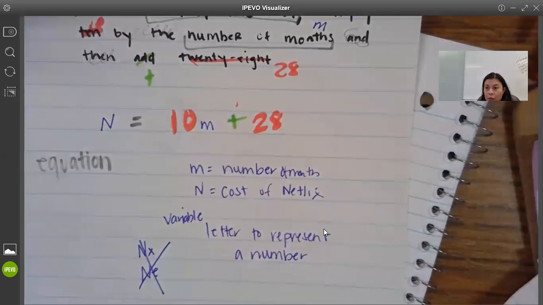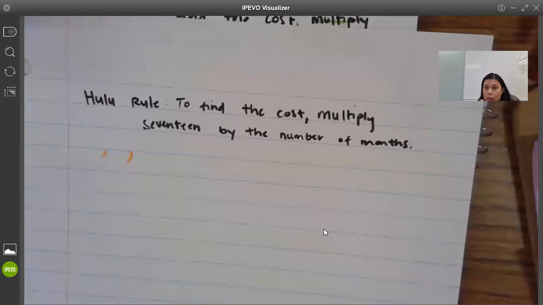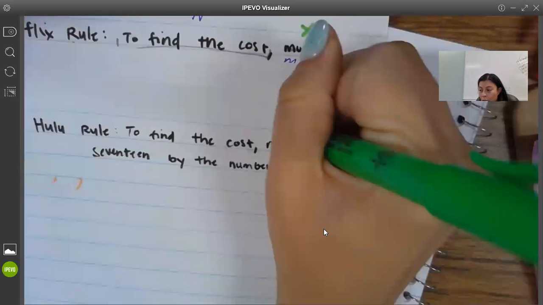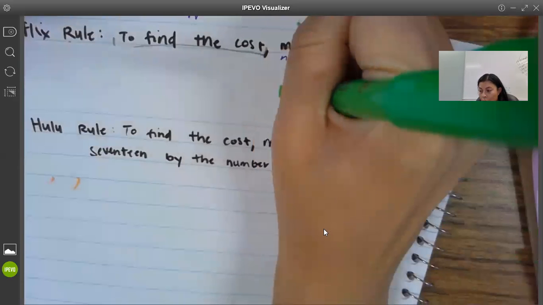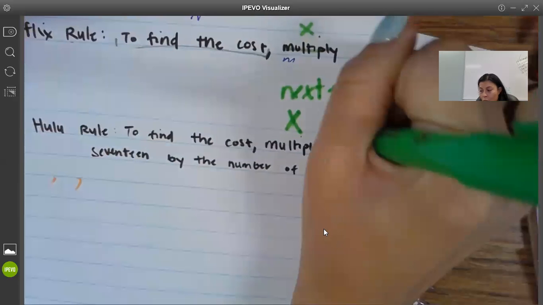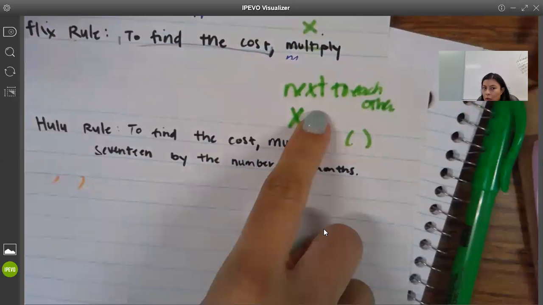Now let's do the next one. So right here, we're going to say this is the Hulu rule. To find the cost, I'm going to multiply. So again, that's the multiplication symbol. Either I can have them next to each other, or I can use the times. I could also use the parentheses, but which one takes up the least amount of characters? Just putting them next to each other.